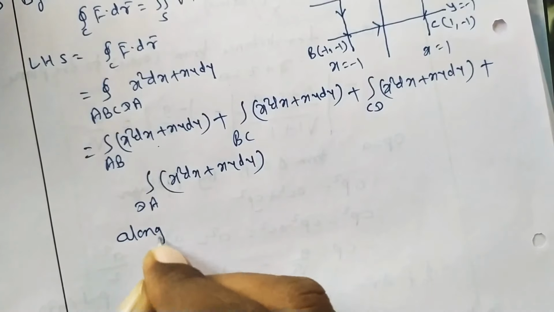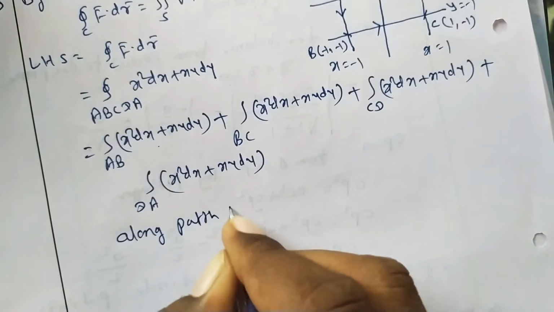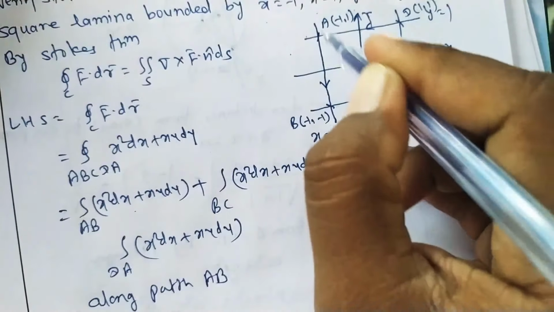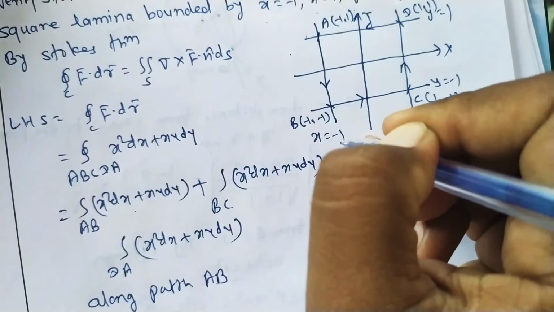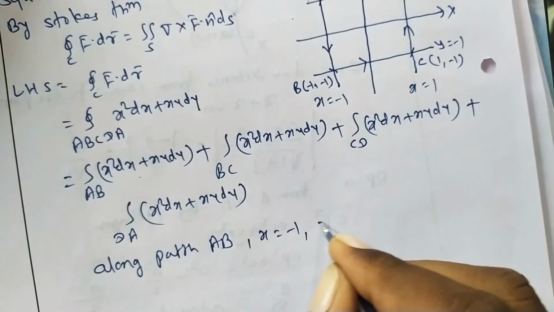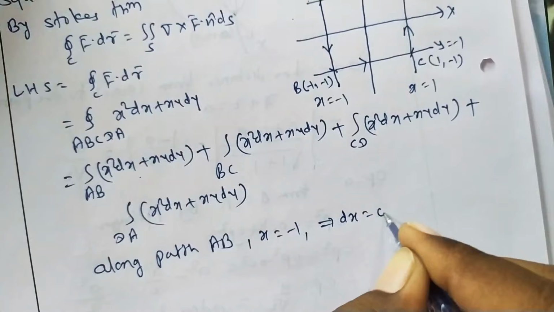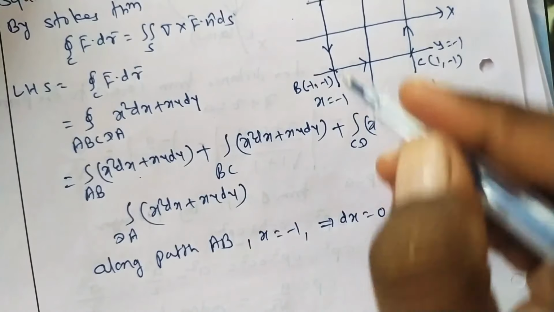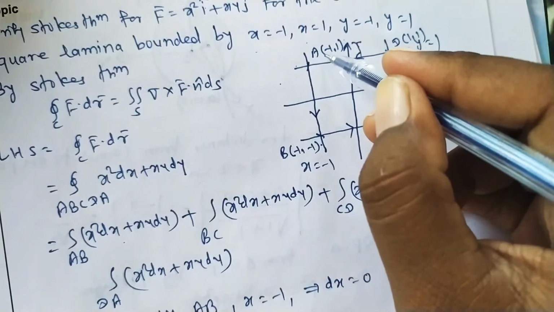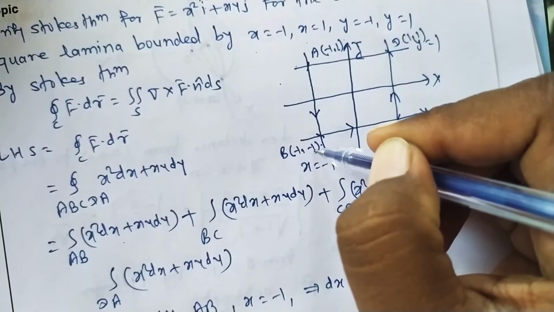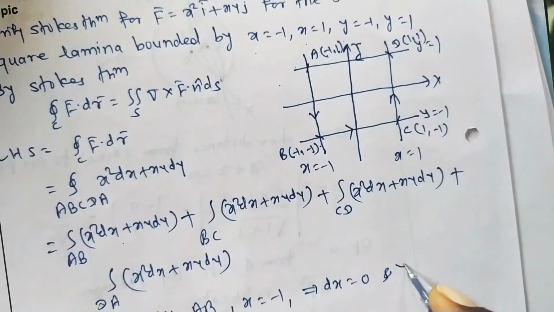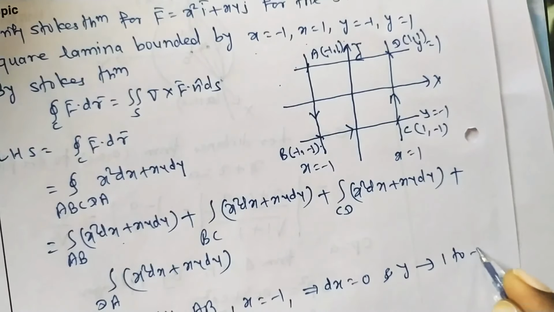So first, suppose we take the path along AB, means this path. What is the equation of line AB? Line AB is x equal to 1, means along path AB x equal to 1, so what will dx be? If we take the derivative of both sides, dx is 0. dx is 0, so for this line, the equation of the line is x equal to 1, but how is y varying? Look at both points: here it is (-1, 1) and (-1, -1), so y varies from 1 to -1.